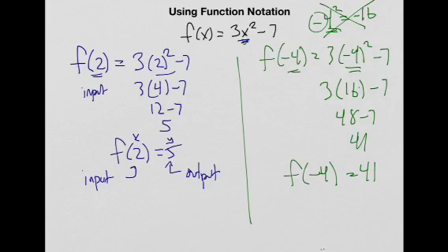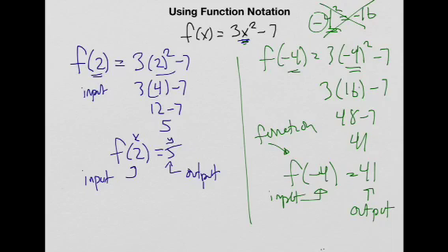Again, the nice thing about this function notation is when I give that statement, f of negative 4, I know I have the function f. I know my input is negative 4, and I know my output is 41. I got a lot of information in this one simple statement.